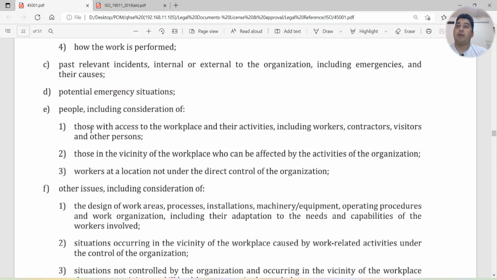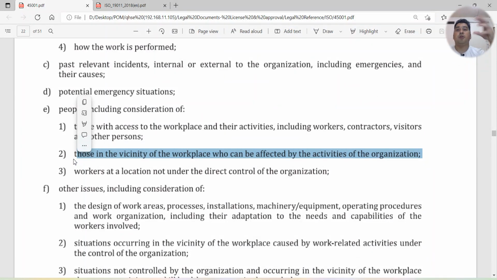People: include in consideration those with access to the workplace and their activities, including workers, contractors, visitors, and other persons. So people also need to be included. Regular employees and contractors, visitors, and other persons also. Those in the vicinity of the workplace who can be affected by the activities of the organization. If you are working in any organization and you have neighbors, you have to include the neighbors also. Maybe they are getting affected by your work and services.